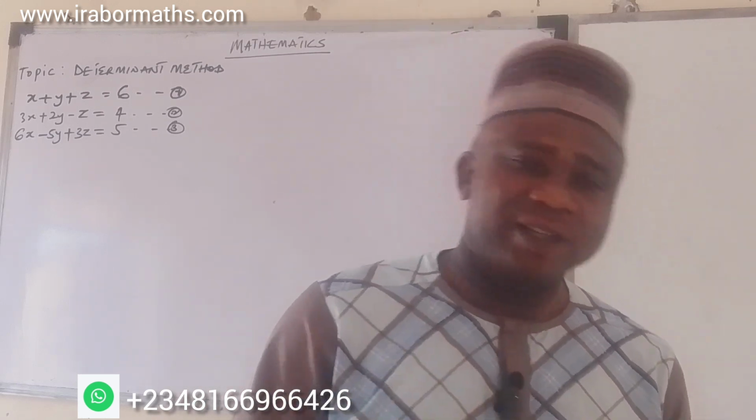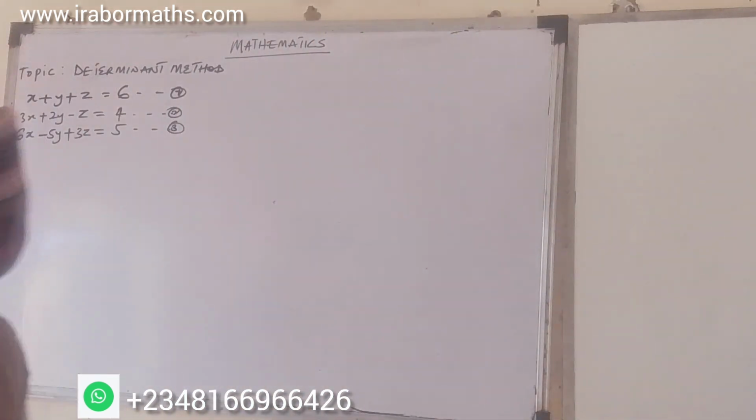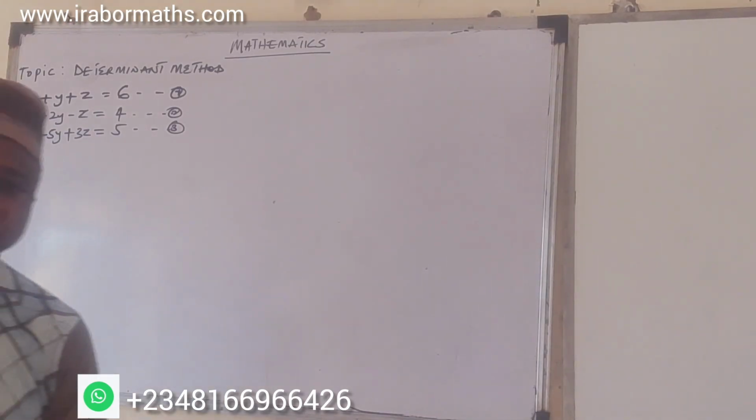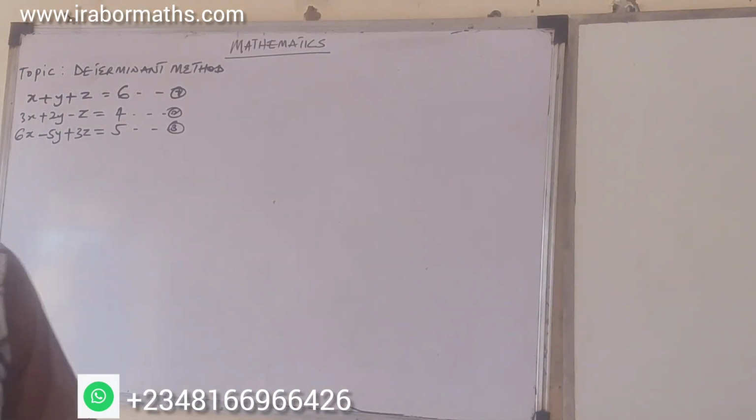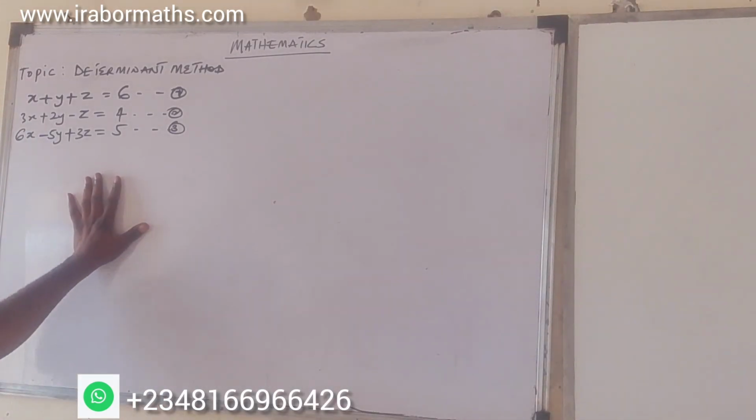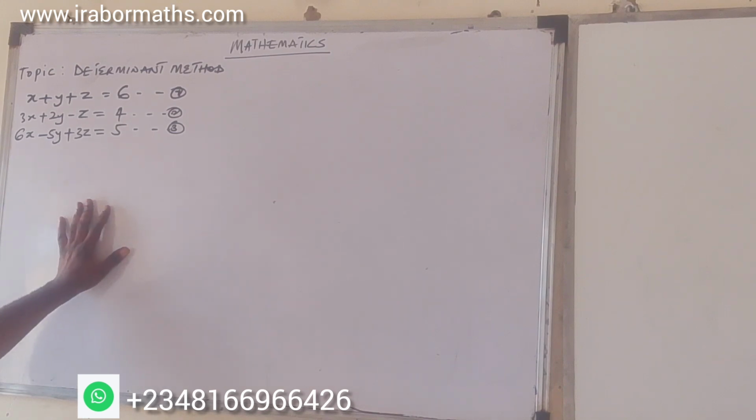Let's get started. Looking at this, equation 1: x plus y plus z is equal to 6. Equation 2: 3x plus 2y minus z is equal to 4. And equation 3: 6x minus 5y plus 3z is equal to 5. In our last class on the inverse matrix method, we used those same questions, but today we are going to use the determinant method.